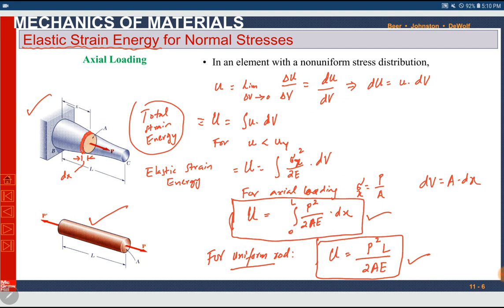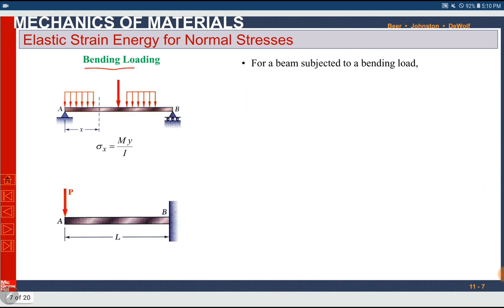Moving further to the bending loading, let us consider a beam subjected to a bending load. In case of bending, sigma is equal to My over I. Remember this expression, we have earlier studied it in chapter number 4. Since for bending we are considering normal deformation only, sigma is due to bending.